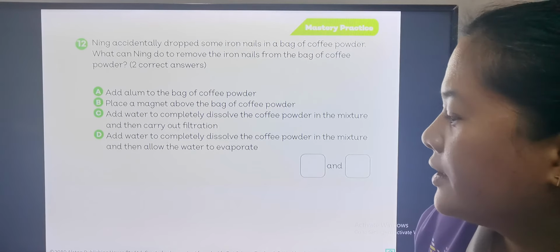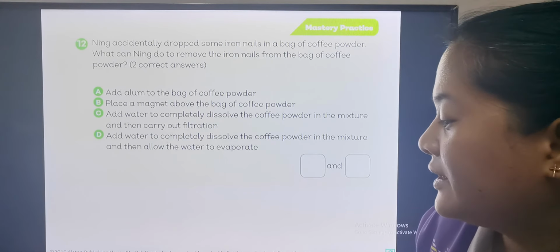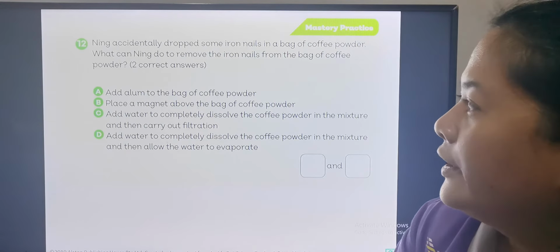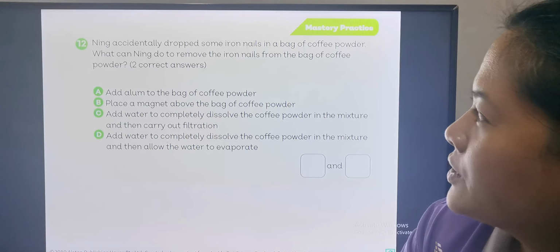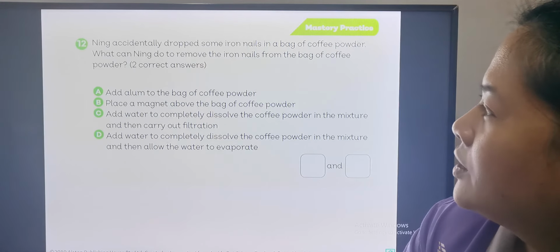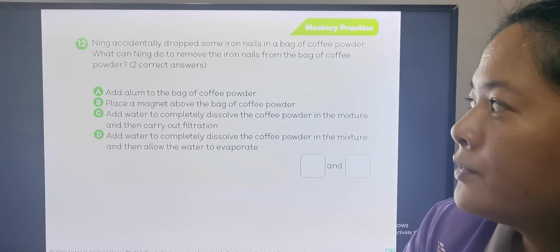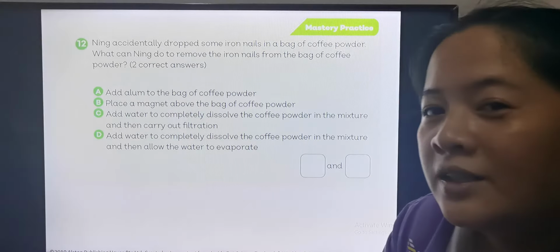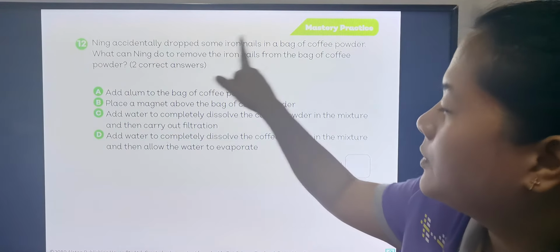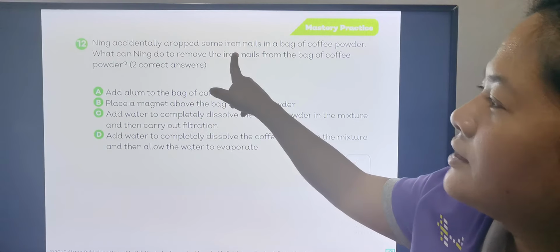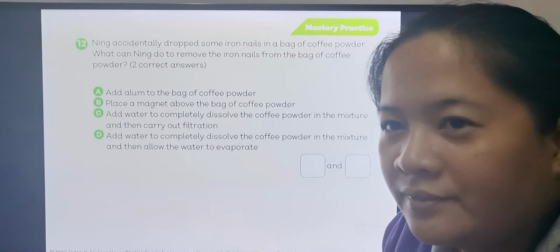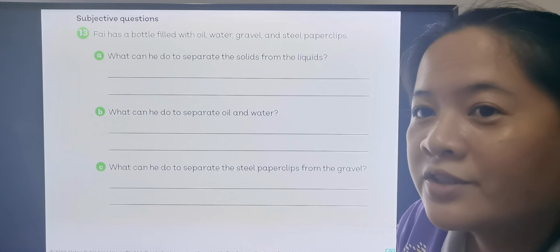Okay, so this part is your homework, page 17. Okay, page 17 and 18, you are going to answer by yourself. Number 12, Ning accidentally dropped some iron nails in a bag of coffee powder. What can Ning do to remove the iron nails from the bag of coffee powder? Okay, so she accidentally dropped iron nails into coffee powder. So if you want to separate iron nails, what are you going to do? You have two correct answers, okay? And this one you're going to answer by yourself too.